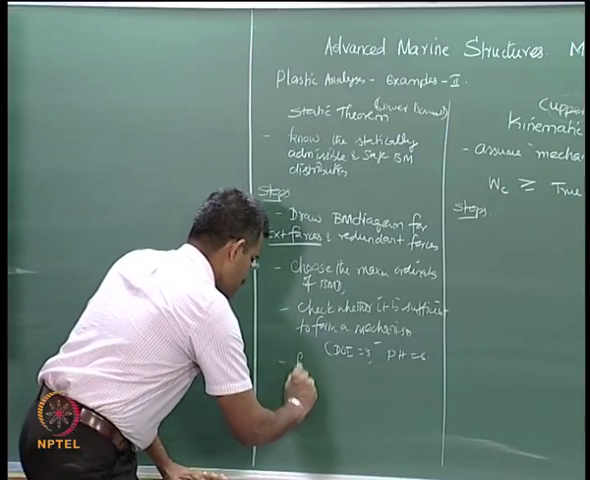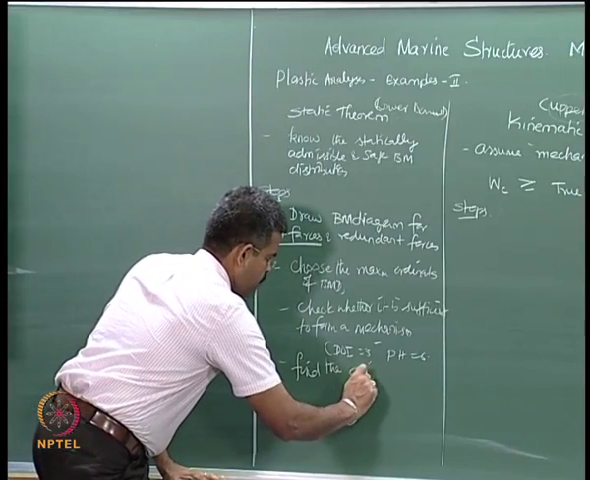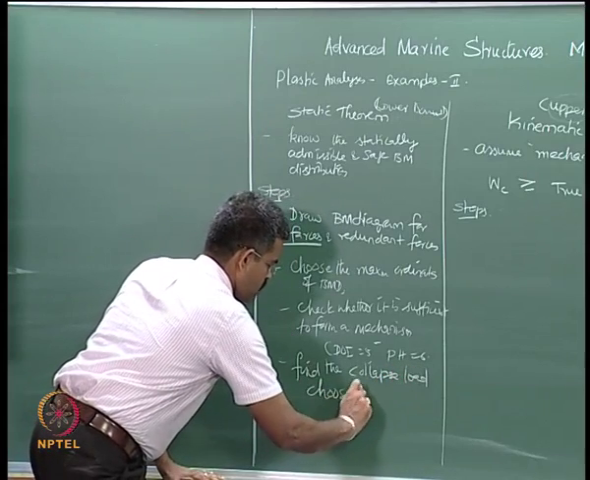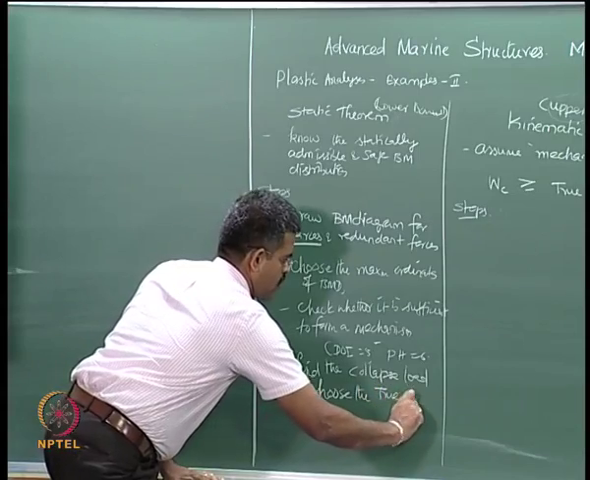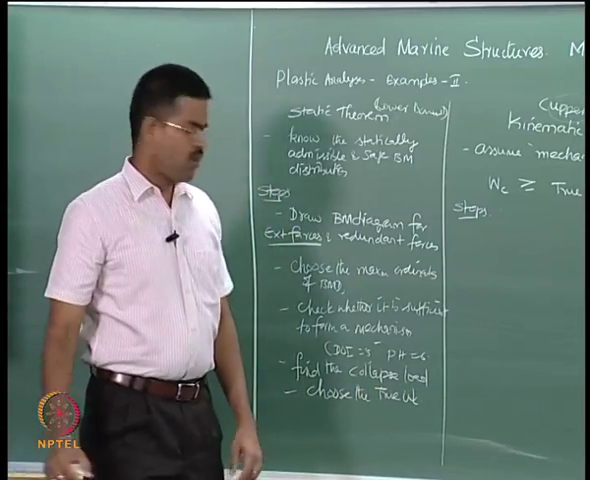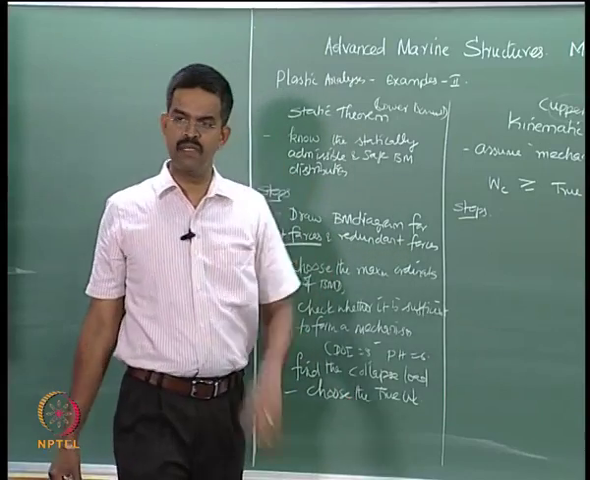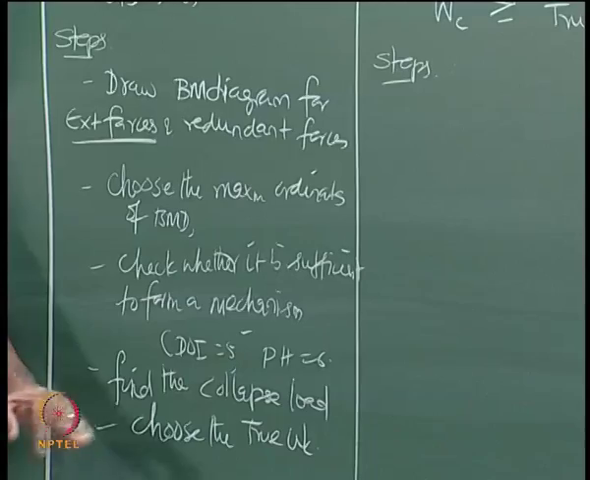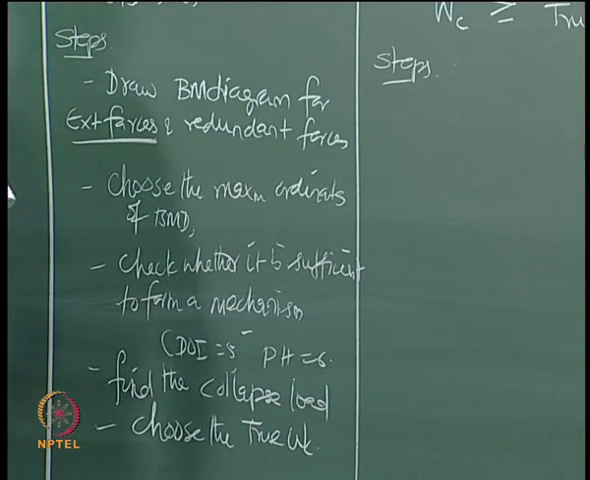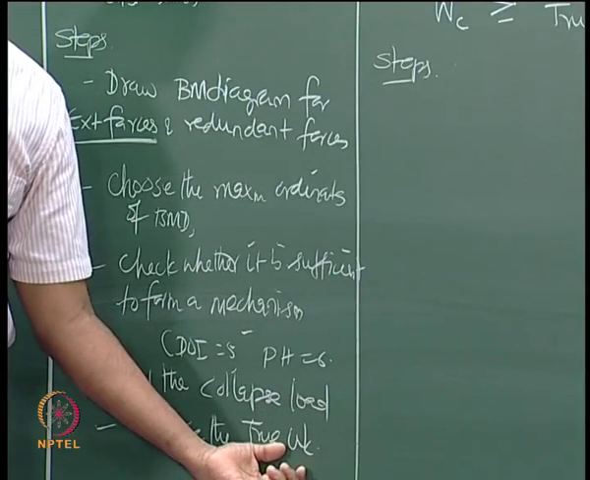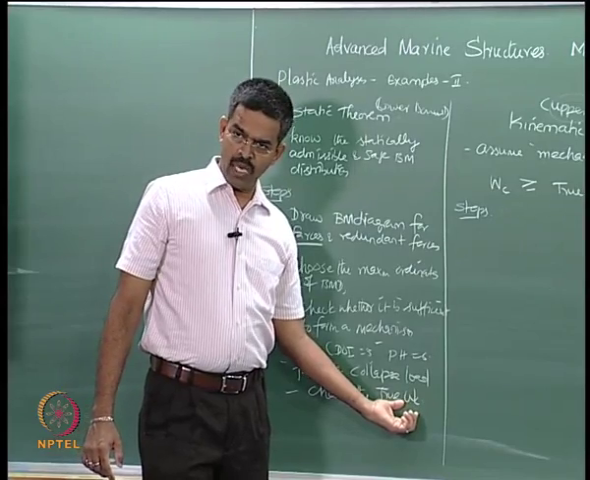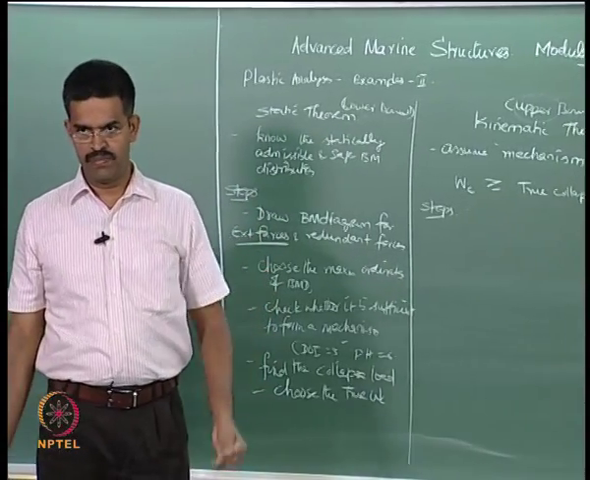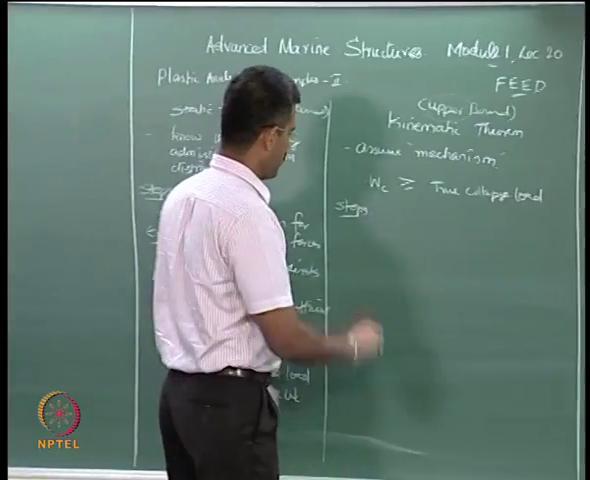Okay. Then find the collapse load and choose the true collapse load. How will you choose the true collapse load? If you have got different mechanisms, different possible combinations, you must select them, and each one of them will give you different load sets. They will be lower than or at worst equal to the true collapse load, you must pick up the maximum value. Okay.